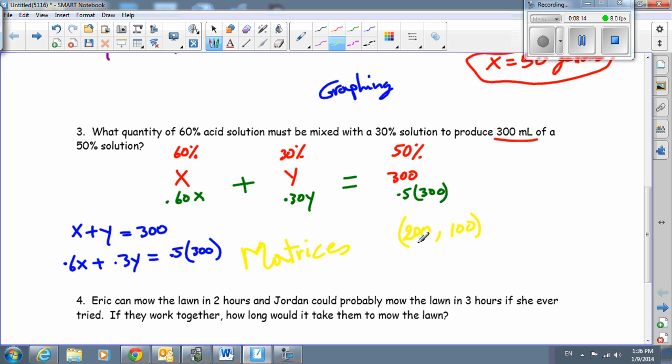Now, your answer, of course, is your X value, which will be 200 milliliters, because we're looking for what quantity of 60%. If we were looking for what quantity of 30%, the answer would have been 100.